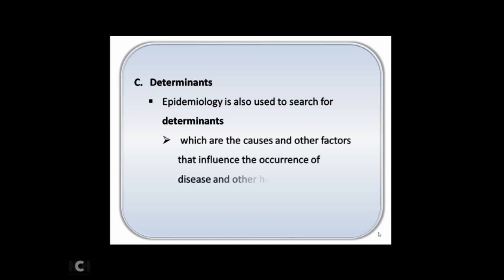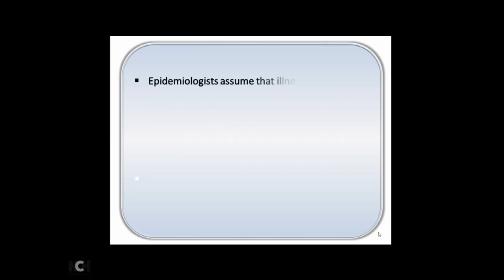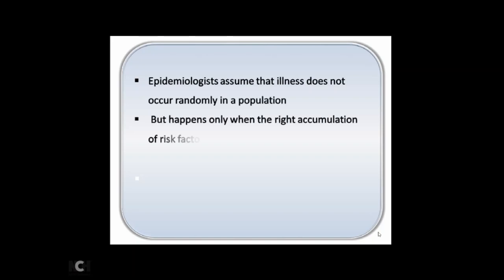The determinants is the third key term. Epidemiologists also search for determinants, which are the causes and other factors that influence the occurrence of disease and other health-related events. Epidemiologists assume that illness does not occur randomly in a population. Rather, it happens only when the right accumulation of risk factors or determinants exists in an individual.